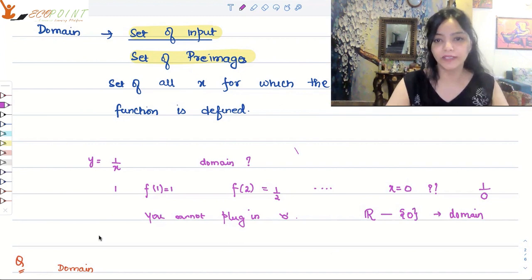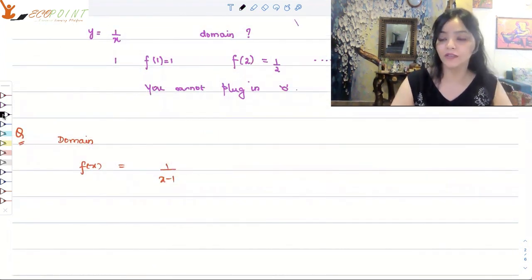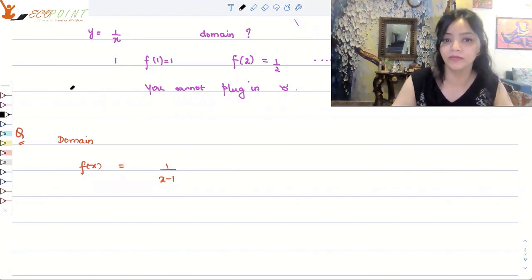To emphasize this point, let me take up another question. Suppose now the function is 1 upon x minus 1, and I want you to find out the domain for this function. What happened in the previous example? Why was 0 not a plausible entry for an input? The reason was that the denominator was getting 0. When the denominator in a fractional form, in a rational form, becomes 0, then the number is not defined. That was the problem. So our domain would be any number which is not making my denominator 0. Denominator should not be equal to 0.